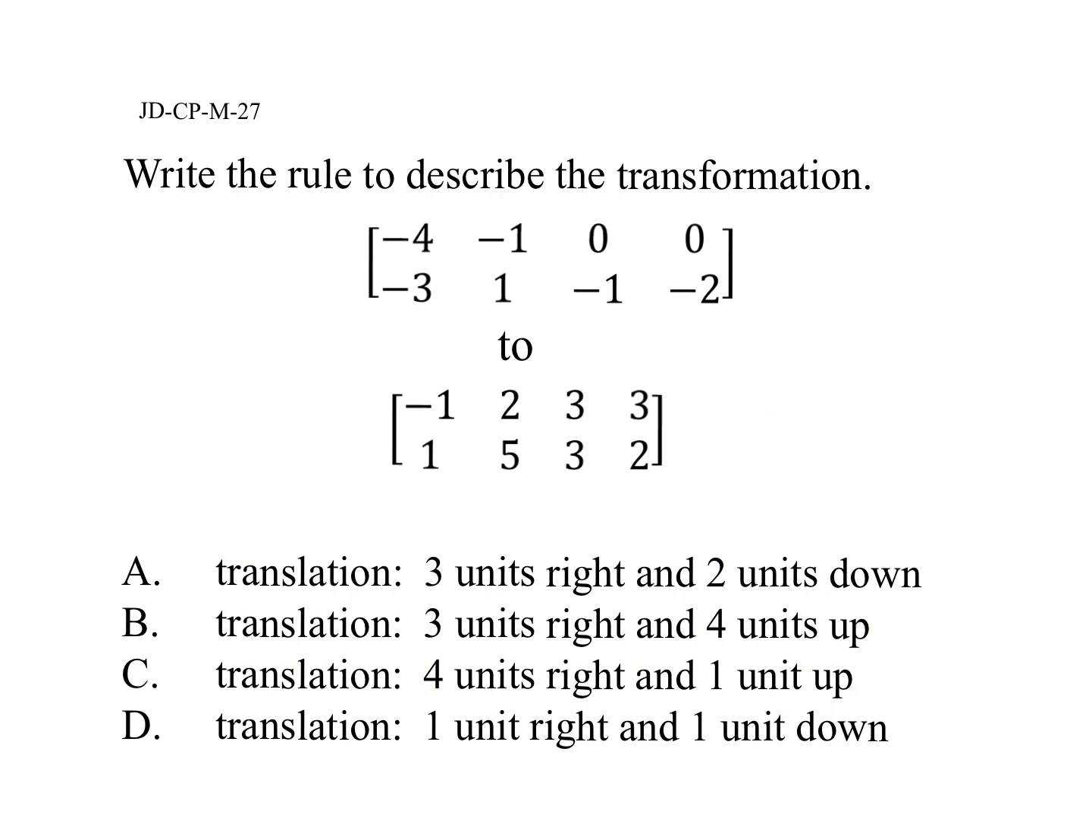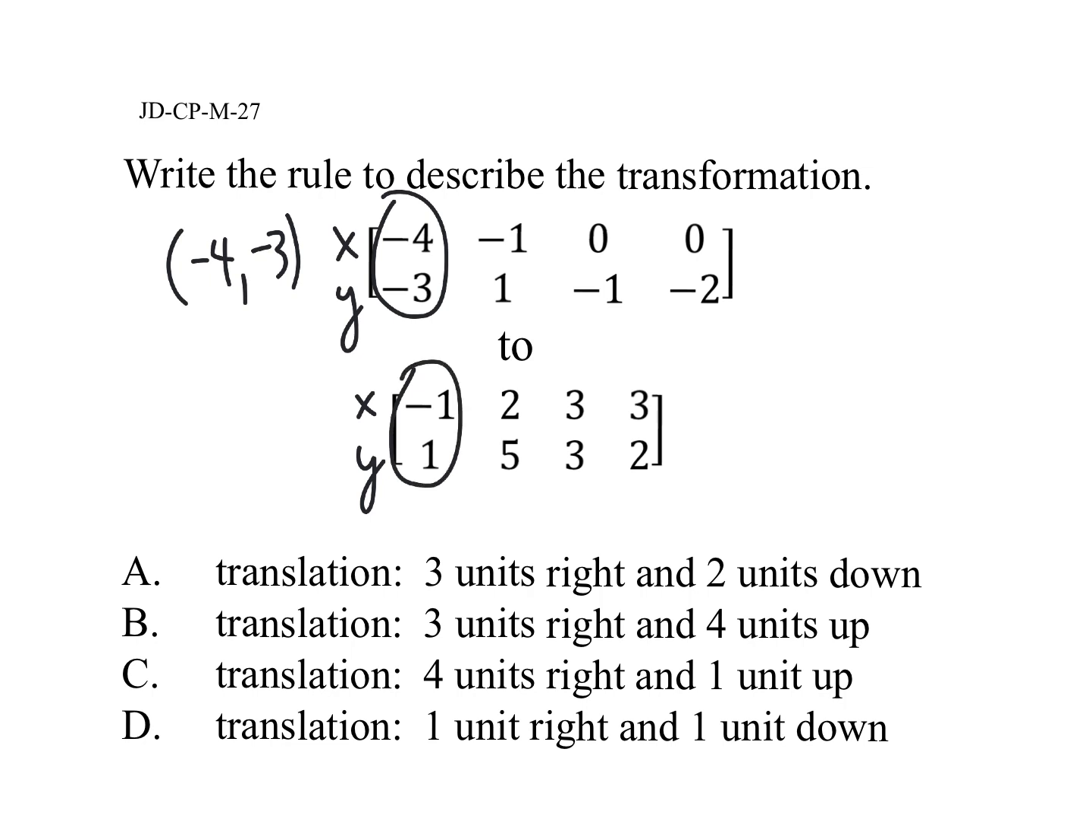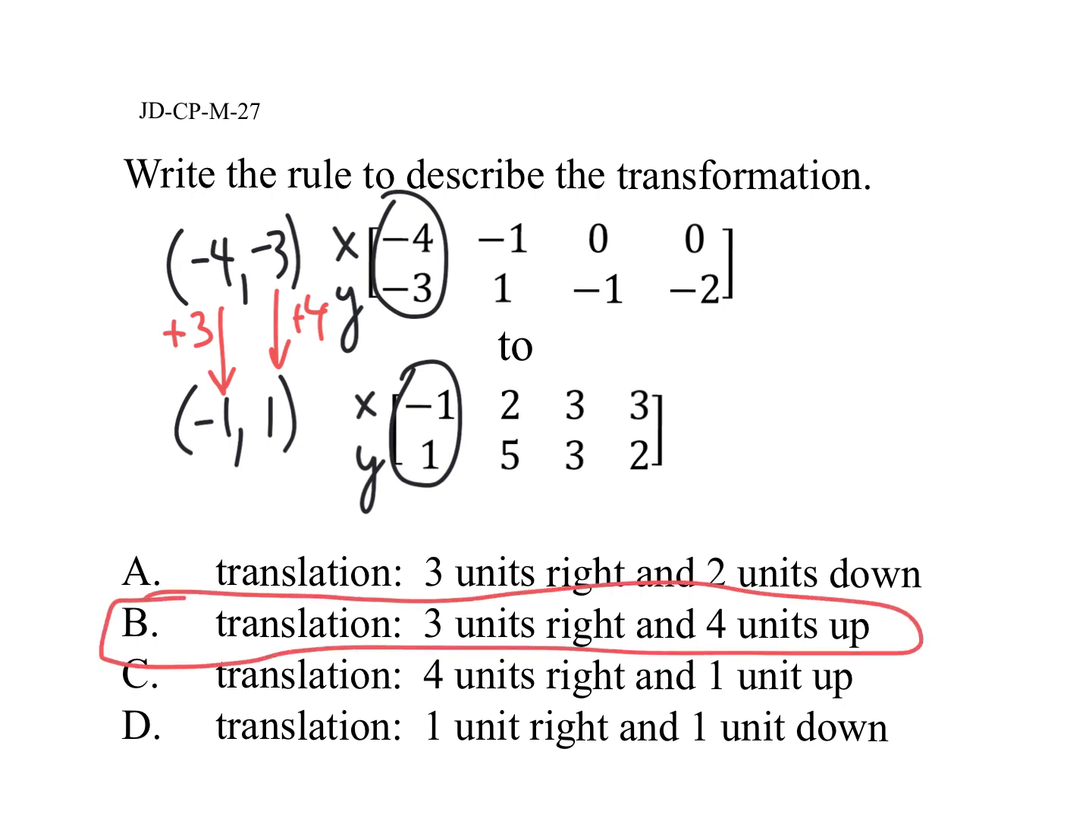27, they want us to write a rule to describe this transformation. Basically, all of these are like x and y values. So imagine this is the point -4, -3, and this is the point -1, 1. So just think about how did we get from here to here. So -4 to -1, we'd be adding 3 to our x. -3 to 1, we'd be adding 4 to our y. So adding 3 to the x would be 3 units to the right. Adding 4 to the y would be 4 units up. That would be answer choice B.